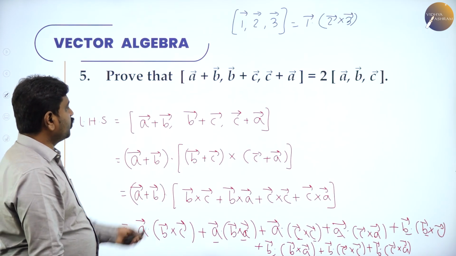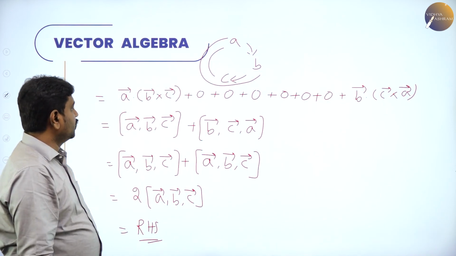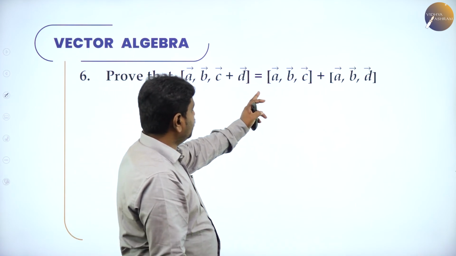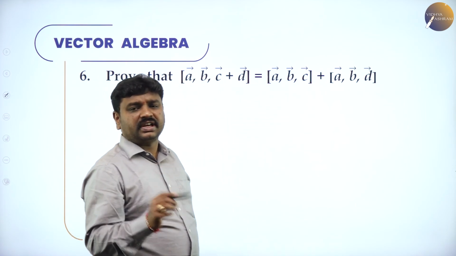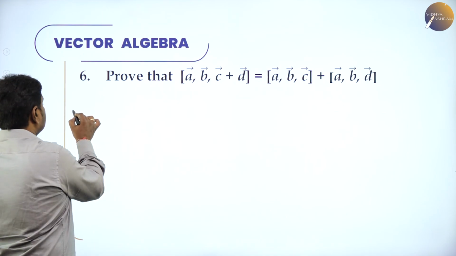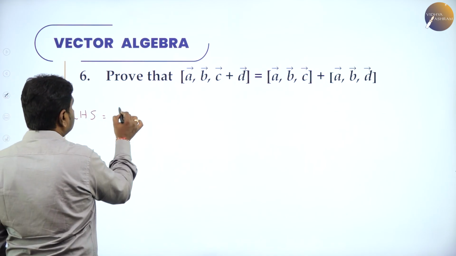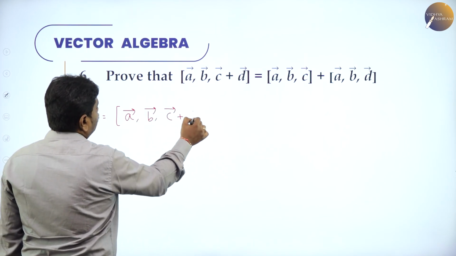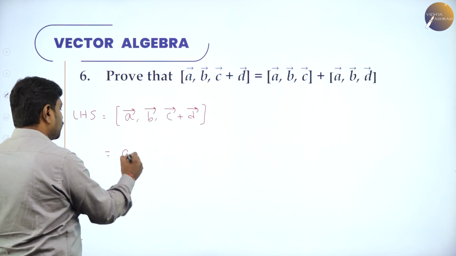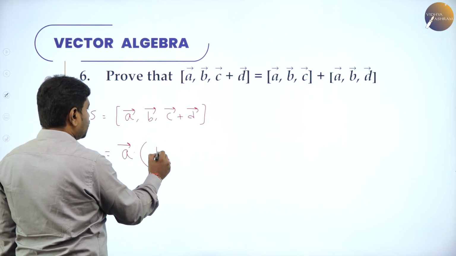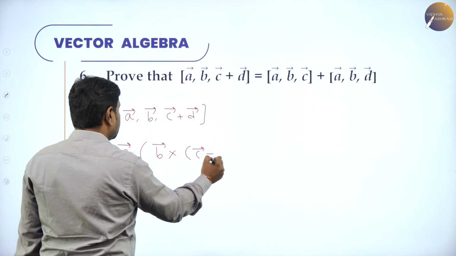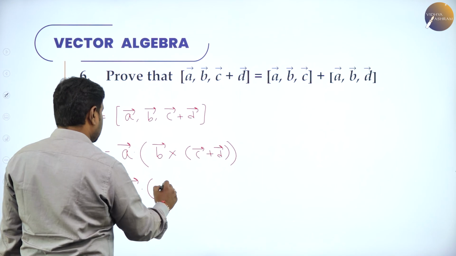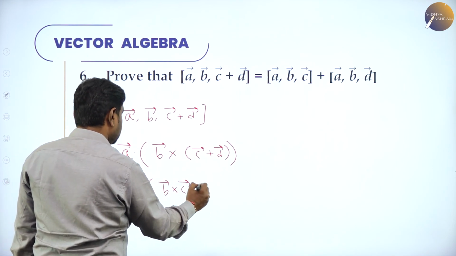So they wanted to prove 2 ABC, we proved it. Then we have prove that box A, B, C plus D is equal to box ABC plus box ABD. Same method, take LHS and arrive at RHS. So let us start with LHS. Box A, B, C plus D. So box product of 3 vectors can be written as scalar triple product. A dot first one cross second one, B cross C plus D. Now simplify this further. A dot, so expand this, B cross C plus B cross D.